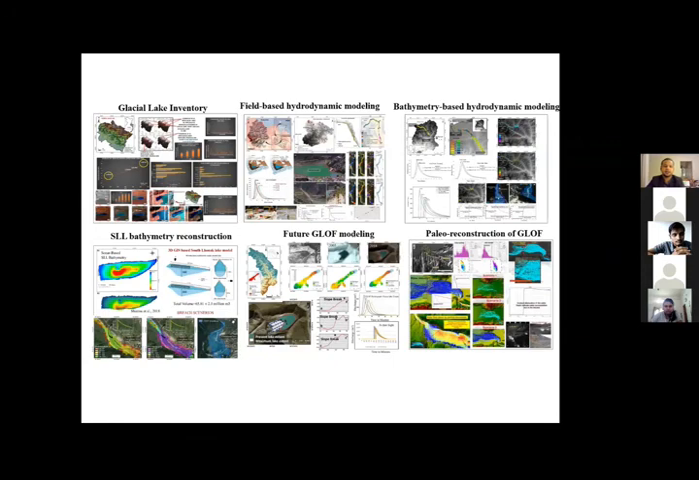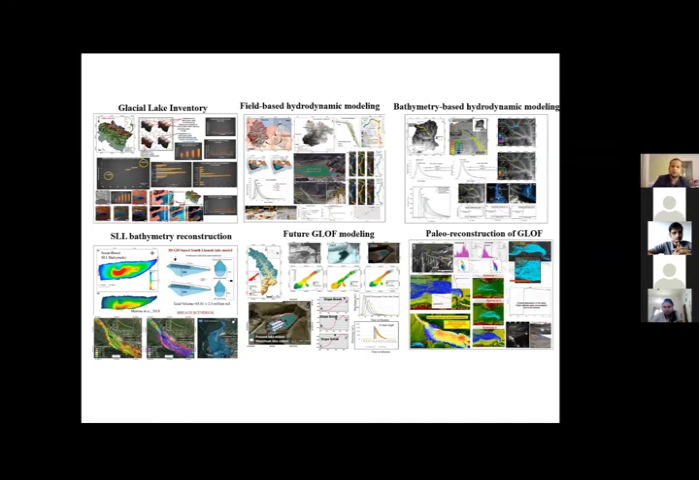So this is it. These are some of my research. You can have a look at my papers, which I published. I work on flood modeling using remote sensing, GIS, and hydrodynamic modeling techniques.